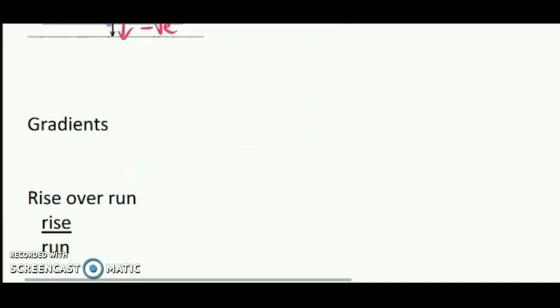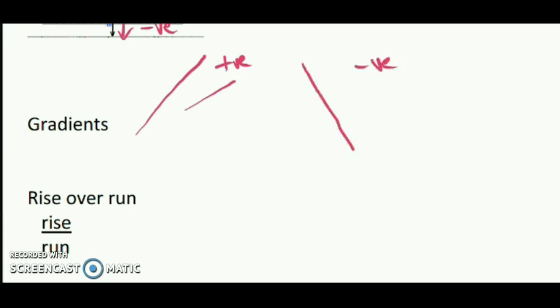Gradients. A gradient is the steepness of a line. Now a line can be very steep uphill like that, not so steep, still uphill. These are both positive gradients. They're going uphill. Negative gradients go downhill. They can go very steep, not so steep, not very steep at all.